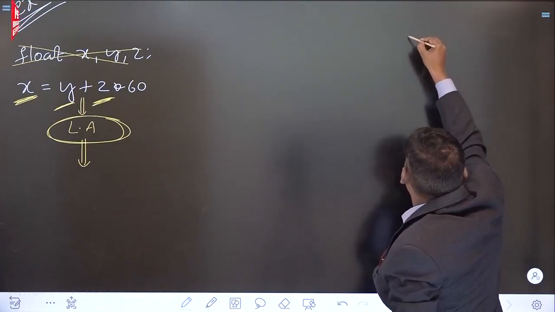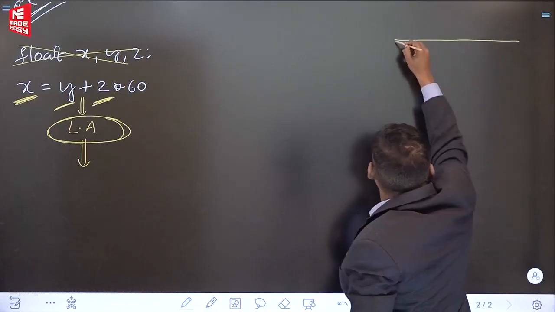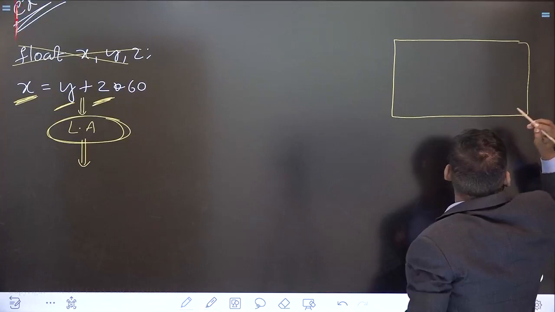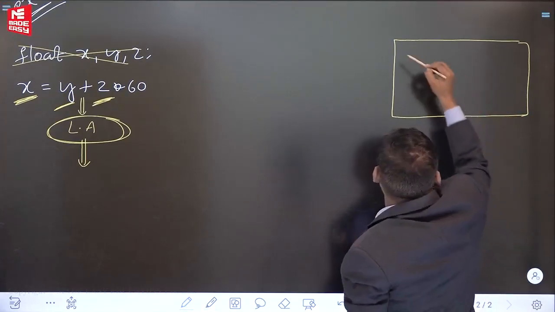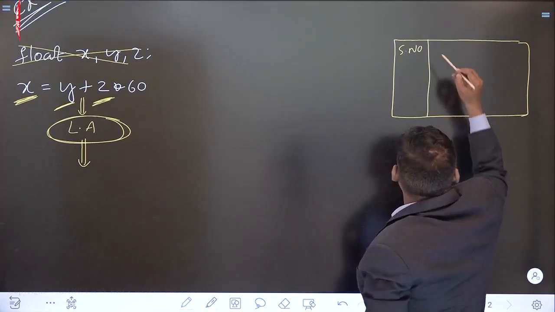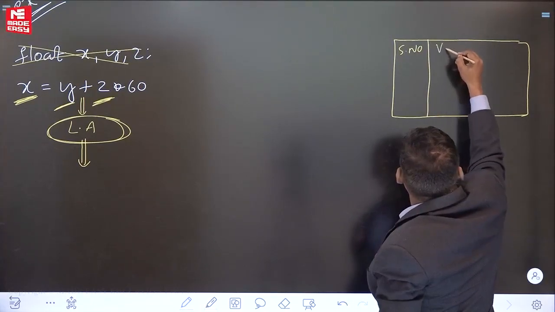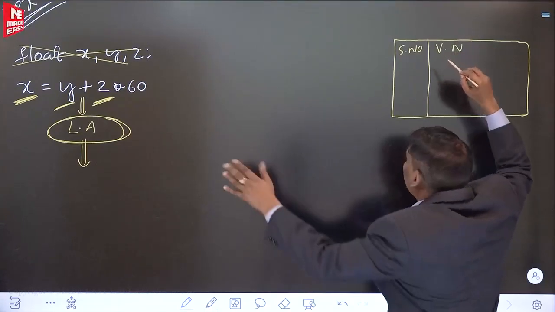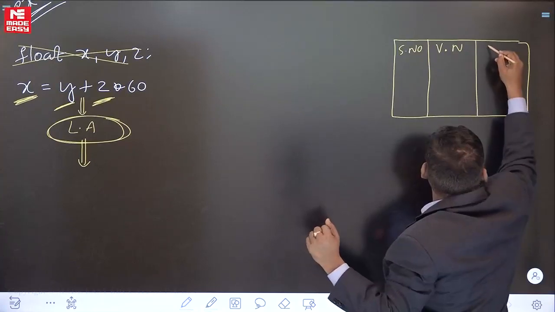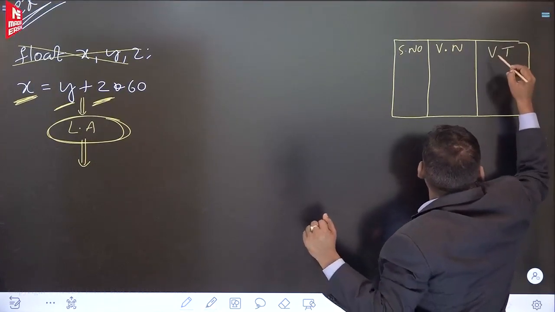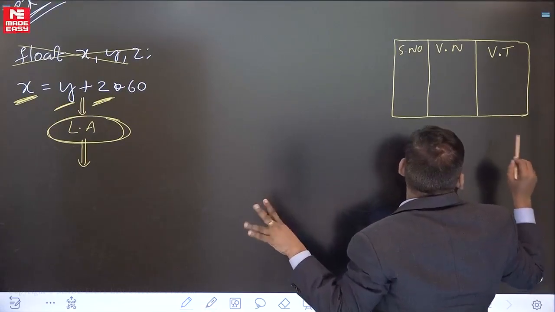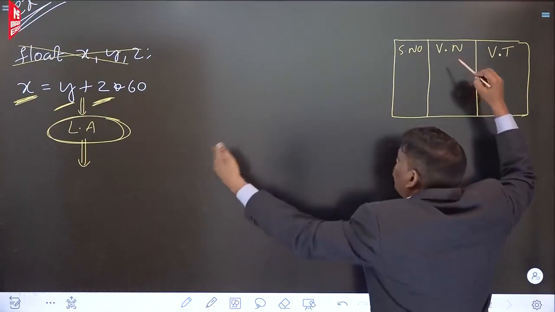What is the reason? I will say afterwards. Identifiers will be stored in the symbol table. From today onwards, if anyone asks you what the symbol table contains, just say identifiers. It has a sequence number, and a variable name or function name. As of now I am writing only variables, because no functions are there. Next one, variable type.